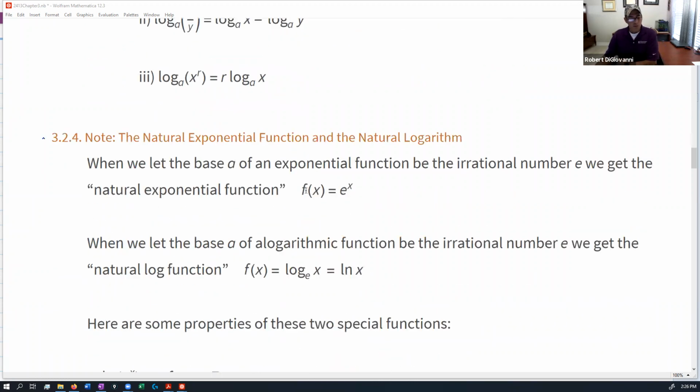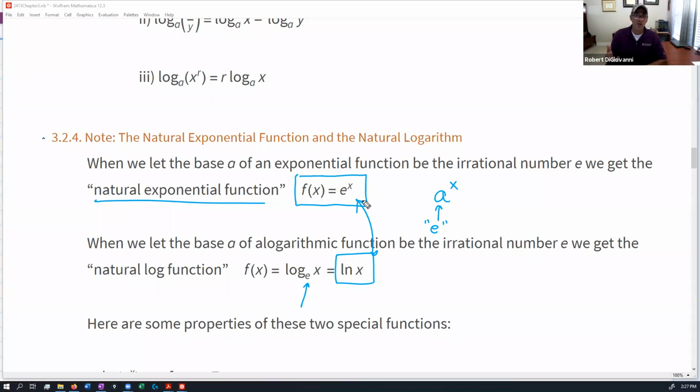When we're talking about exponential functions, there is a very special function, e to the x. That is an exponential function where the base is this special number e, and it is known as the natural exponential function. When we put that same e in the base of a log function, we get the natural log of x. These two are inverse functions.